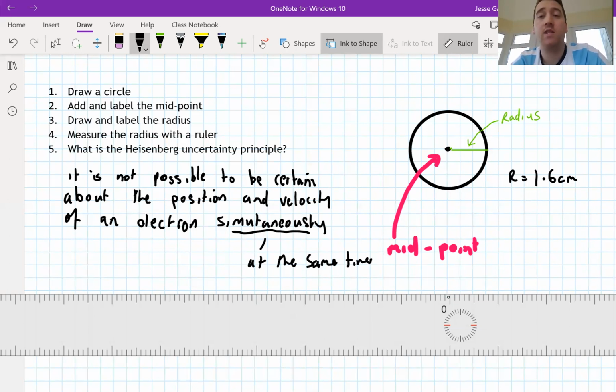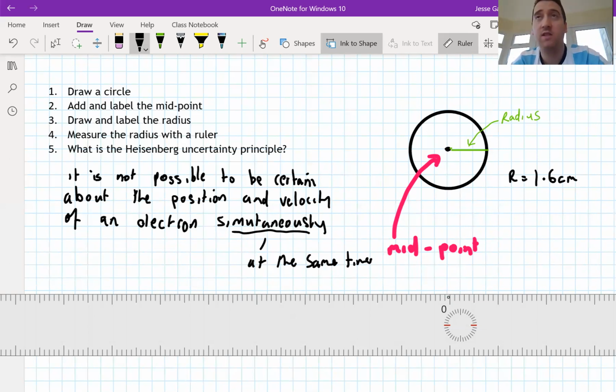Now, there is a very good reason for this, and I explained it in the video when I talked about Heisenberg's uncertainty principle, so I won't go into it here. But it basically leaves us very uncertain about where the electrons are at any particular time. It's not always possible to know exactly.